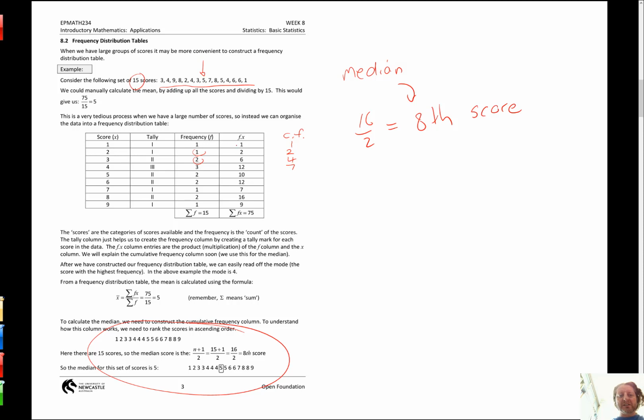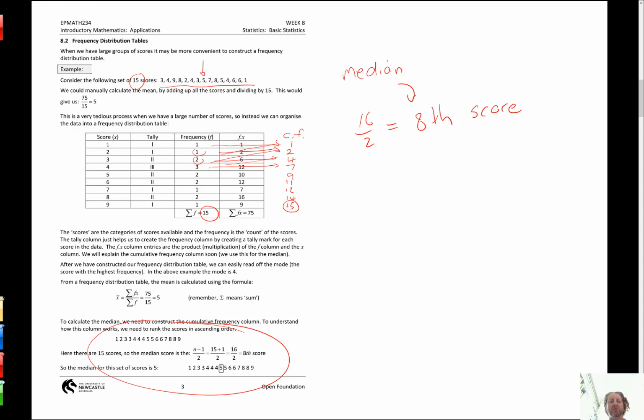I'm doing a semi-zigzag thing. I said in the first row there's 1 score, so I've got 1 total. Plus the next score gets me to 2. Plus the next 2 scores gets me to 4. Plus the next 3 scores gets me to 7. And so on. Plus 2 is 9. Plus 2 is 11. Plus 1 is 12. Plus 2 is 14, and plus 1 is 15. Naturally your last number in the CF column will always be the same as the total number of scores, okay? Because I've looked from the first score all the way up to the 15th score.